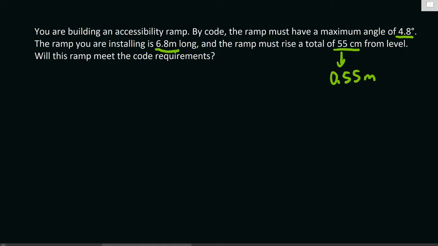Okay, so let's go through and figure out what our numbers actually are in our triangle. So the ramp you are installing is 6.8 meters long, and the ramp must rise a total of 55 centimeters. So these two numbers are talking about your actual ramp. These are the two numbers that we actually care about. This number here, this 4.8, is just telling you the maximum allowed by code, just means like the laws about buildings. So this is just telling you that it has to be under 4.8, but it doesn't actually tell you that this ramp is 4.8. So in my diagram, I'm only going to use these two numbers. Okay, so let's draw my wheelchair ramp. So this is my ramp.